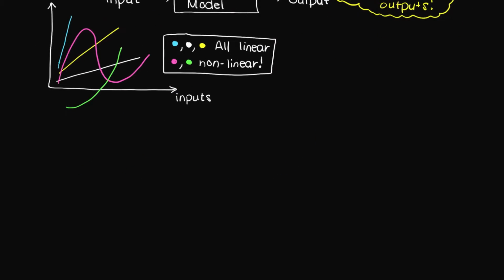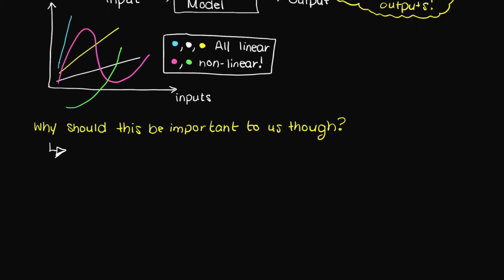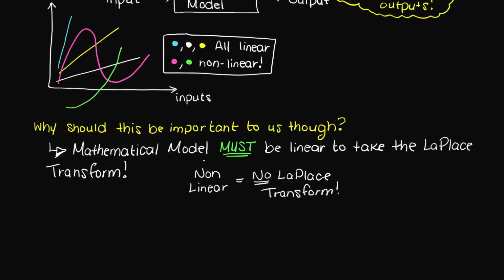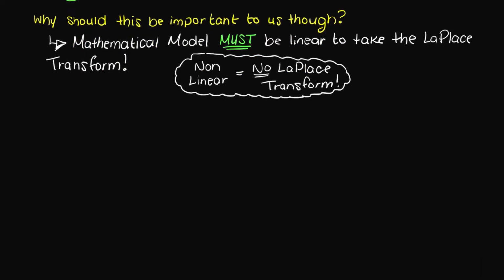Why is this important to us in control systems though? To apply a Laplace transform on our model, we need to ensure that the mathematical model is linear first. We will deal with nonlinear models in future videos. Just for now, know that you cannot use a Laplace transform when the model is not linear. That is very important.